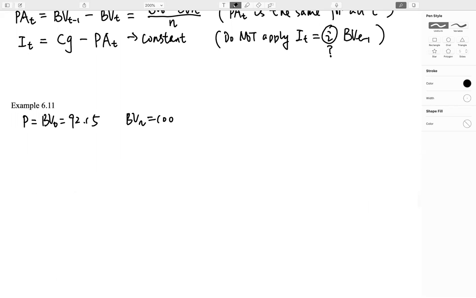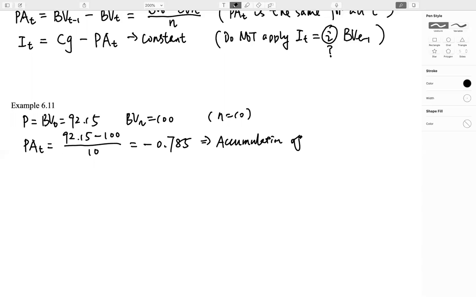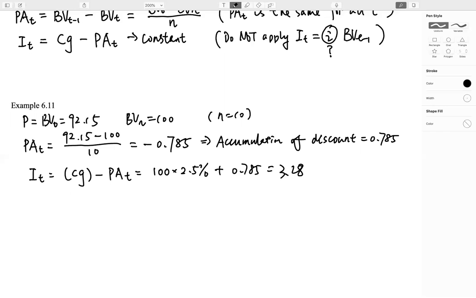So what is my PA? It is always the starting value minus my ending value divided by n. Here n is 10. So I can calculate this is negative 0.785, right? So that means my accumulation of discount is always 0.785, right? Because this is a discount bond. So we take the negative of PA to do the accumulation of discount. Interest is CG minus PAT. So it's 100 times 2.5% minus becomes plus. So again, this is a constant, as I already mentioned, right?